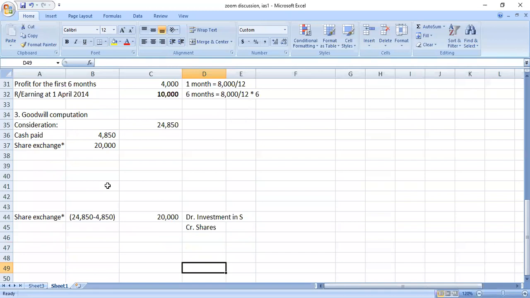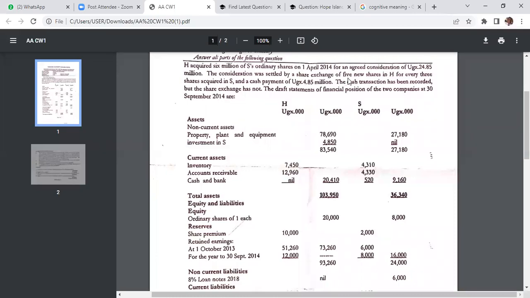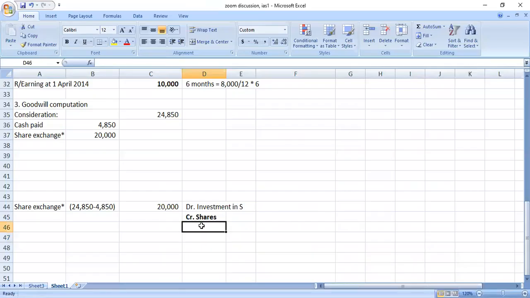All right, so here there was really some hard work to do. So how do we determine this part here? If I just take you back shortly, they say that we made a share exchange of 5 new shares in H for every 3 held in S. H, you're saying give away 5 shares. Let me put it in table form. So you have H or the parent, then you have S. They're saying you bring 5, this one will bring 3 shares.